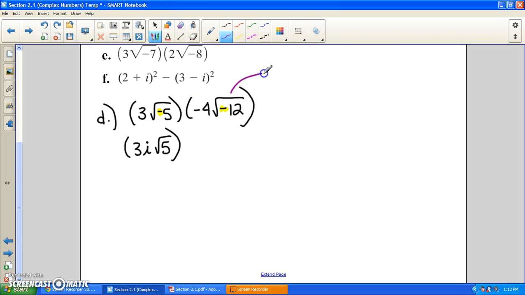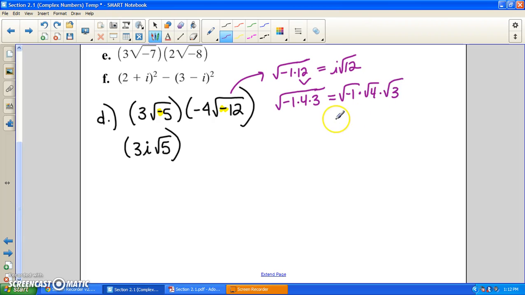Now, over here, if we look at the square root of negative 12, we should all agree this is the same thing as negative 1 times 12, and you can write that as i square root 12, and that's okay. But we've got to look at 12. If that number can be simplified, we need to go ahead and simplify it. 12 breaks down into 4 times 3, and the reason we do 4 times 3 and not 6 times 2 is because 4 is a perfect square.